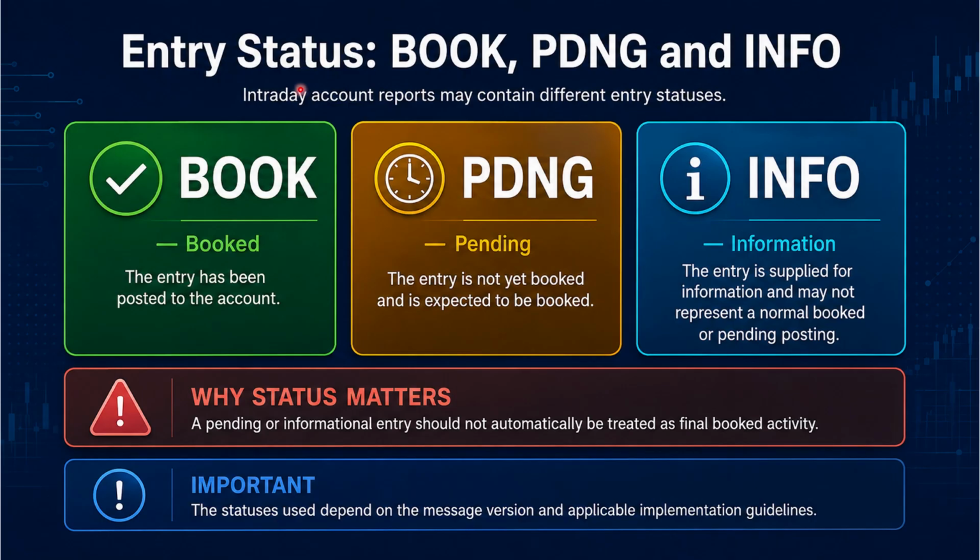Entry status: BOOK, PDNG, and INFO. Intraday account reports may contain entries with different statuses. BOOK means booked. The entry has been posted to the account. PDNG means pending. The entry is not yet booked and is expected to be booked. INFO means information. The entry is supplied for information and may not represent a normal booked or pending posting.